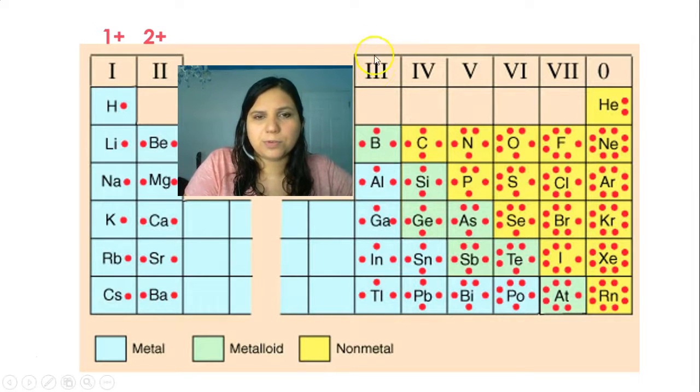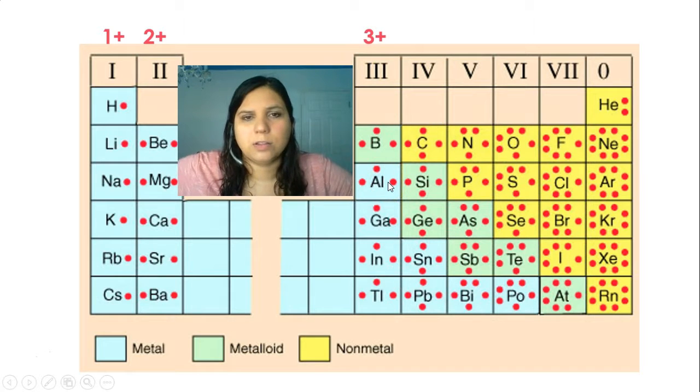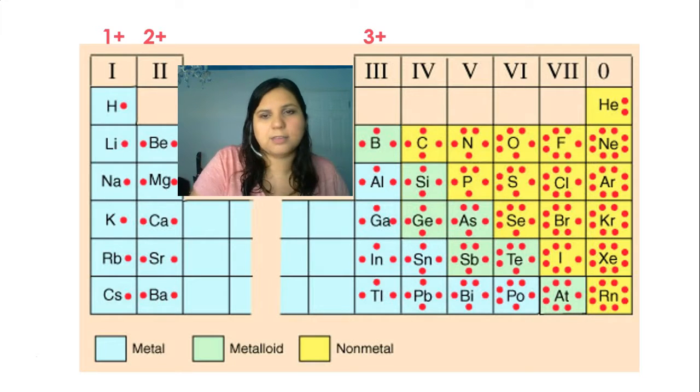Then we have column 3 metals. Those will become a 3 plus and lose those 3 valence, because it'd be easier to lose 3 than to gain 5.